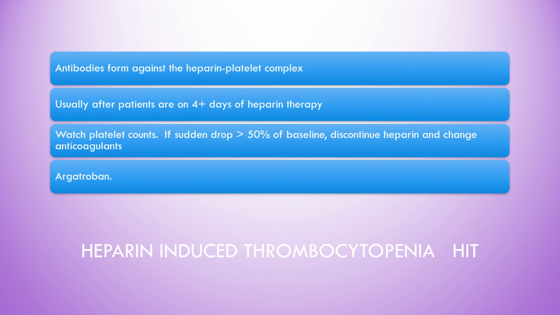Another topic I needed to talk about is heparin-induced thrombocytopenia. Patients can develop antibodies to form against the heparin and platelet complex when they're on heparin. So usually after patients are on the heparin therapy for 4+ days, this will happen. So what we'll do is watch platelet counts. We always want to review their admission platelet count. If there's a sudden drop of greater than 50% from their baseline, we're going to discontinue heparin and change anticoagulants, and they'll usually be on argatroban.